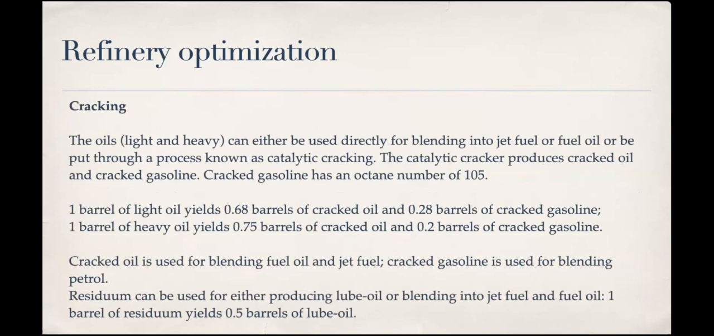And the next process is cracking. For the cracker, we can send the oils. Okay, we have 2 types of oils, heavy oil and light oil. The oils can either be used directly for blending into jet fuel or fuel oil. Or you can send the oil through a process known as catalytic cracking.